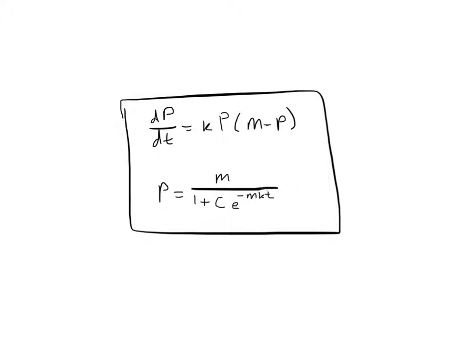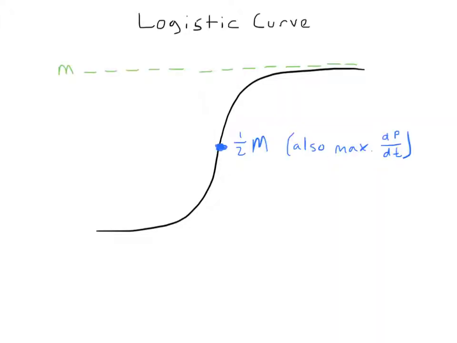P is still our population size, M is our carrying capacity or max size, K is still the constant of proportionality, T is time, and then C is our constant of integration. So that's what we'll have to figure out if they give us an initial value. So this is what a logistic curve looks like. This is the logistic curve, and that's the graph of the population with respect to time.